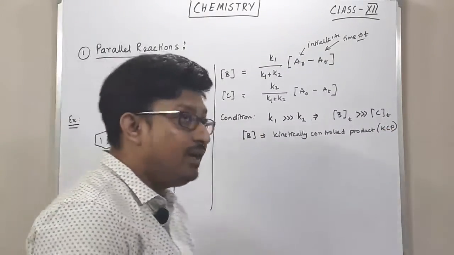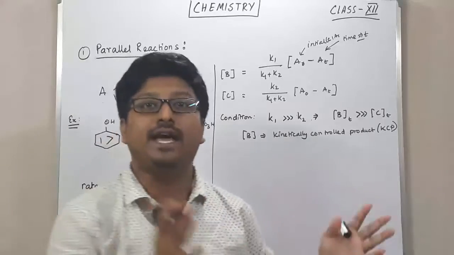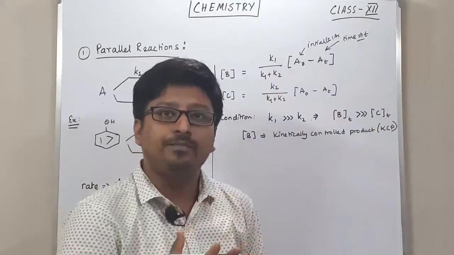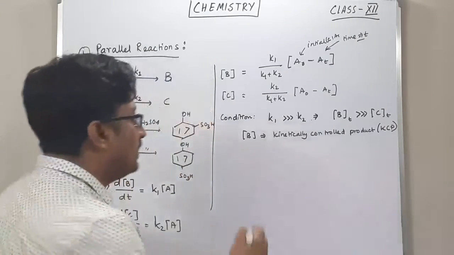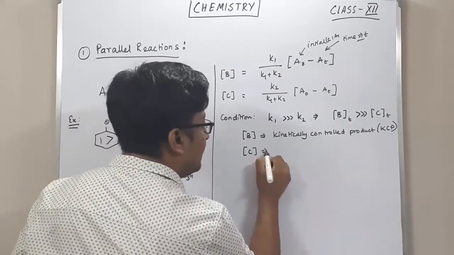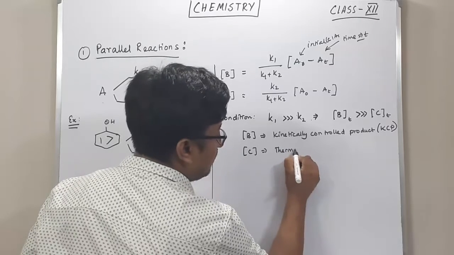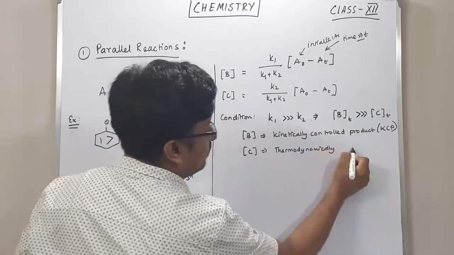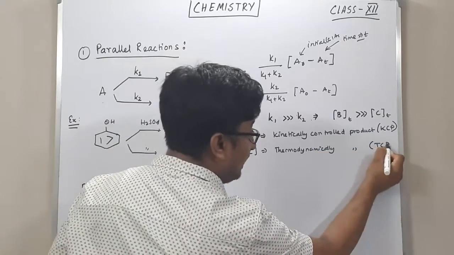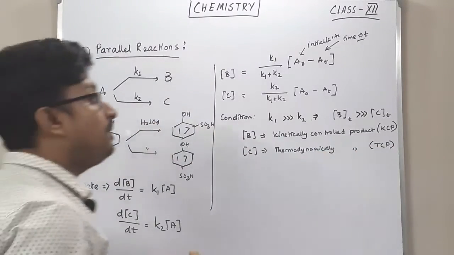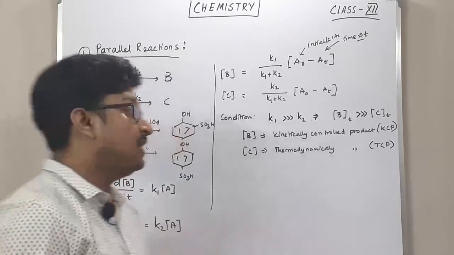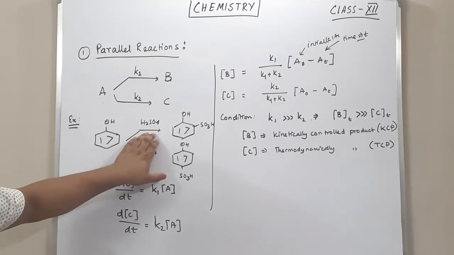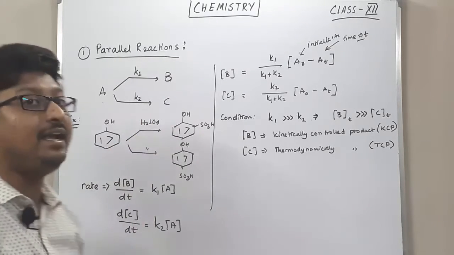But if you carry out this reaction for a long time, then C will also form, definitely. So C is called the thermodynamically controlled product, that is TCP. So here KCP and TCP formation takes place. Now coming to this example, the sulfonation with sulfuric acid, the ortho product is the kinetically controlled product.